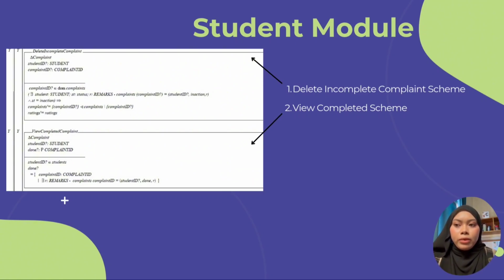View complete complaint allows students to see only the complaints that have been marked as done. Again, we confirm that the student is valid and then filter the list to include only completed complaints.